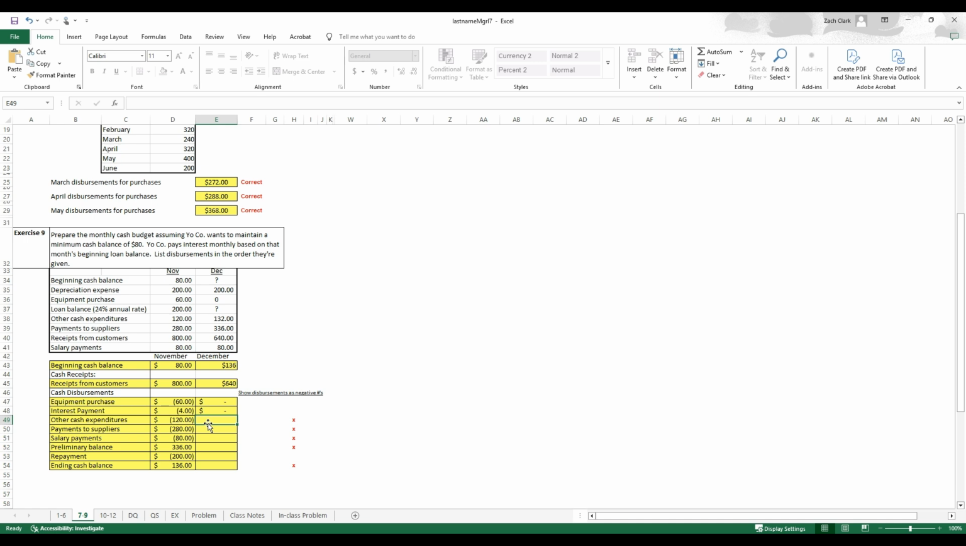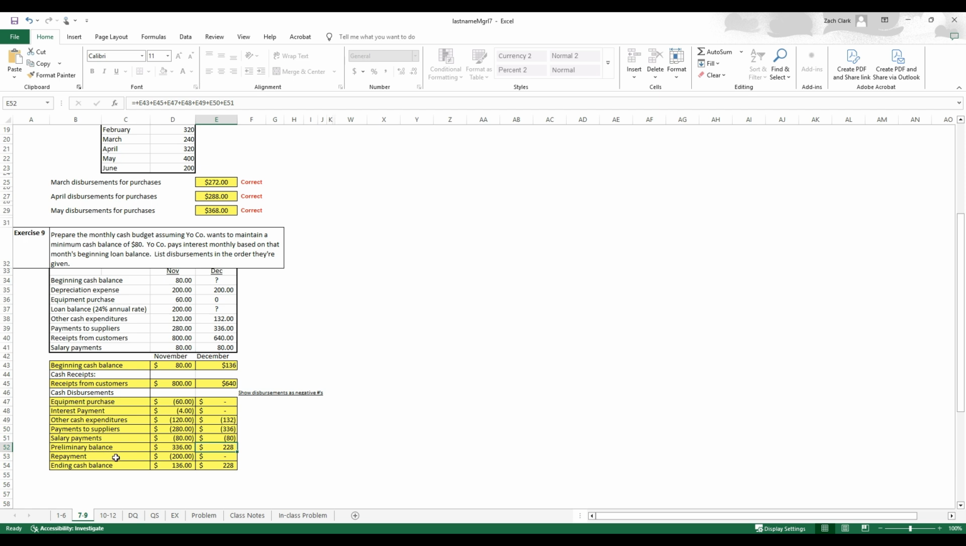And then we're just going to do the same thing here. 80 again. And again, our preliminary cash balance. We have no need for a repayment now because our debt is zero. We don't have to borrow anything because our balance is higher than $80. So good to go.